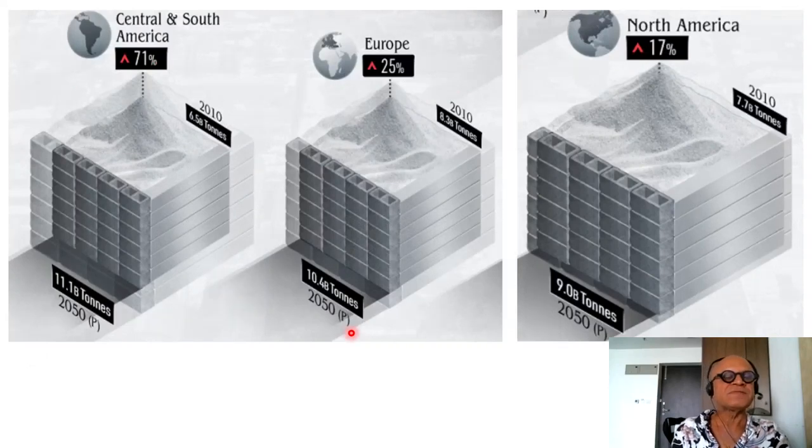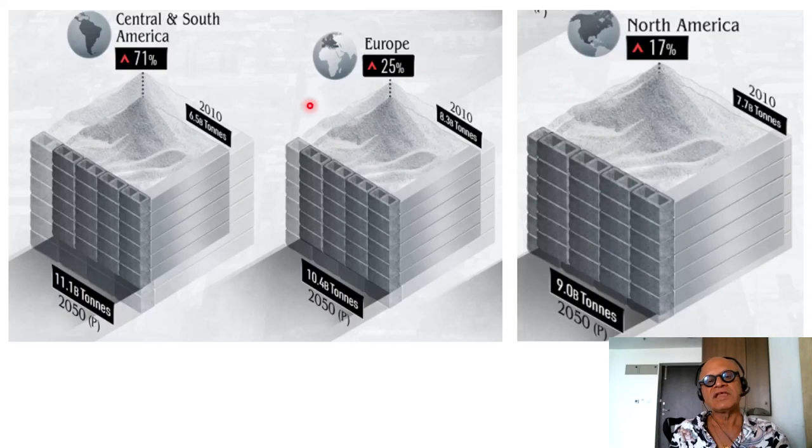Central and South Asia, Central and South America down here, up 71%, 6.5 to 11.1 billion tons. Europe only up 25% by 2050, from 8.3 billion tons to 10.4 billion tons, and North America sees a modest increase of 17%, so going from 7.7 billion tons to 9 billion tons.